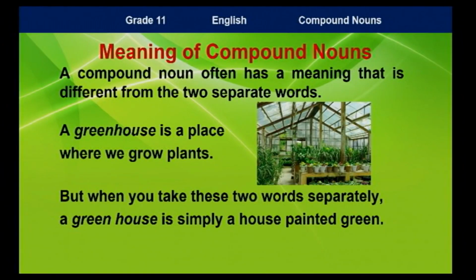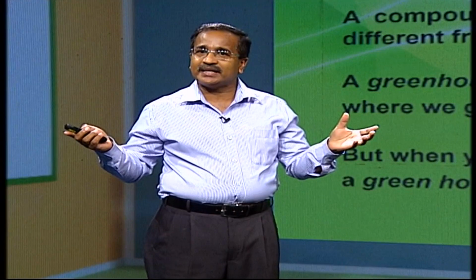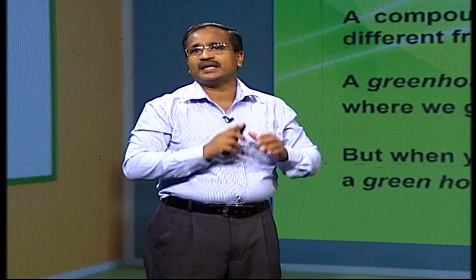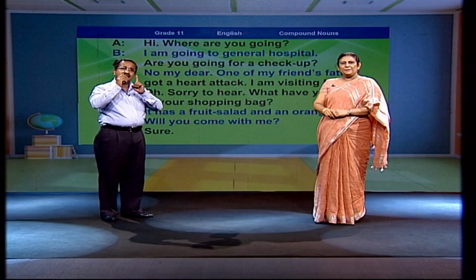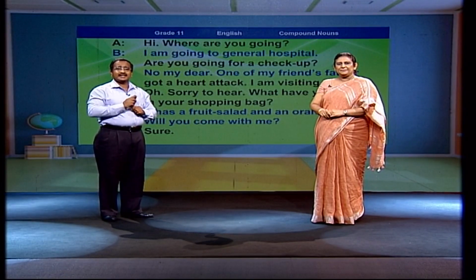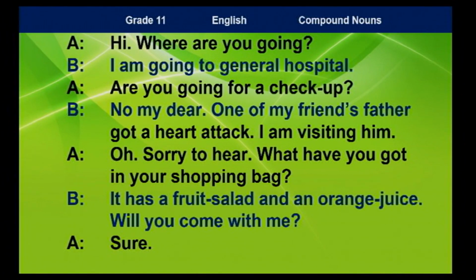So this is a compound noun, and the compound noun generally gives a meaning which is different from the words when they are taken as two separate words. Green and house separately give the idea of a green color house, but when you think of it as a compound noun, it gives the idea of a place where we grow plants. Now have a look at the next slide. Here there is a dialogue. In this dialogue, there are some compound nouns. Nirmala, can you read this dialogue and pick out the compound nouns?